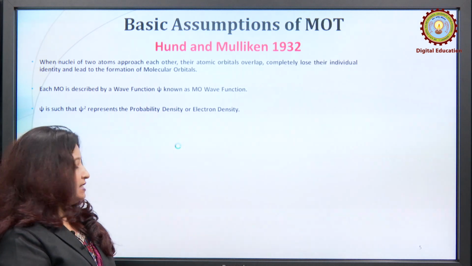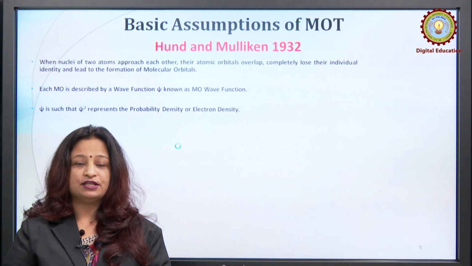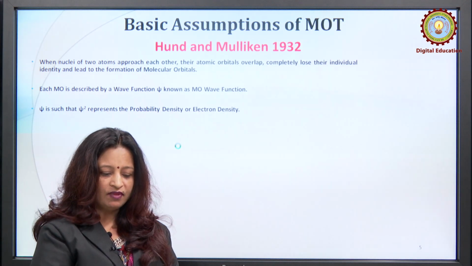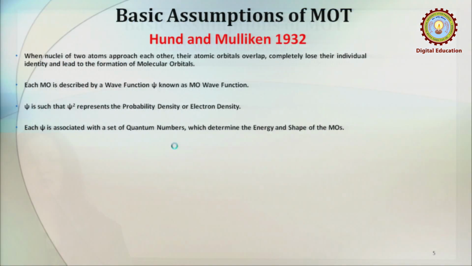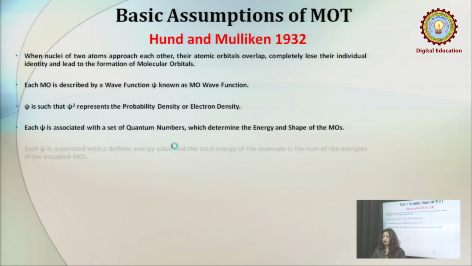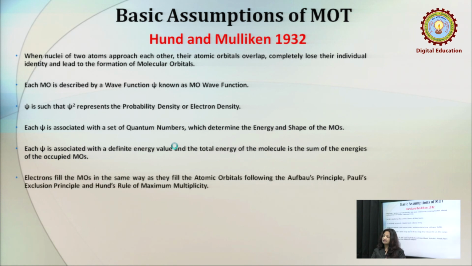Now, the third point says that psi is such that psi square represents the probability density or electron density. Another basic assumption is that each psi is associated with a set of quantum numbers which determine the energy and shape of the molecular orbitals. Each psi is also associated with a definite energy value, and the total energy of the molecule is the sum of the energies of the occupied molecular orbitals. We will come back to this assumption when we discuss the applications of molecular orbital theory.